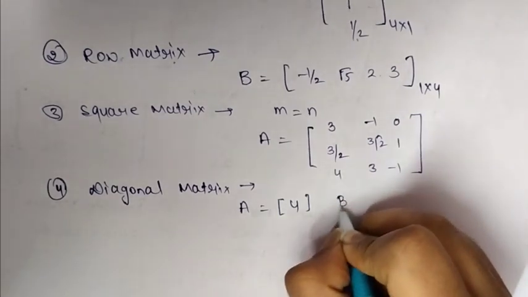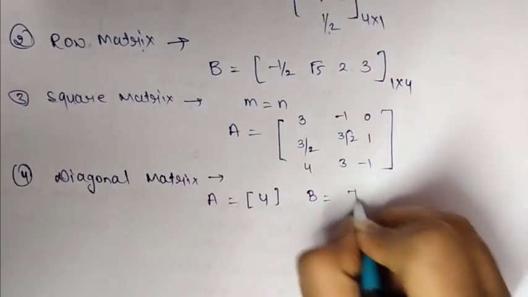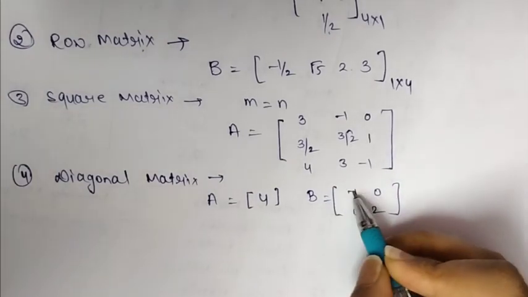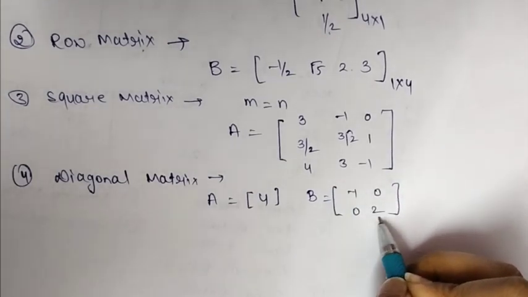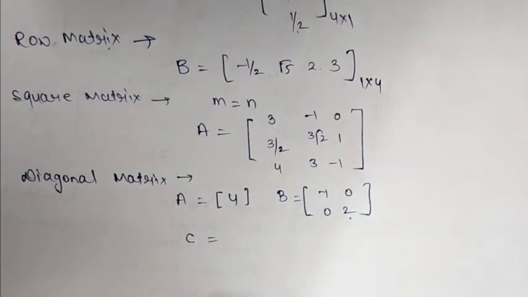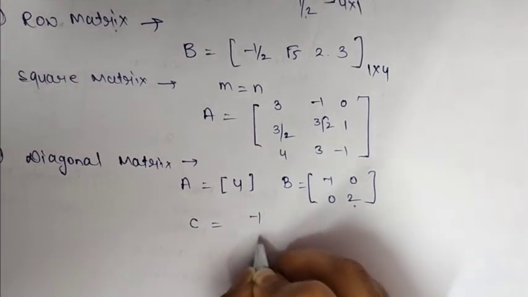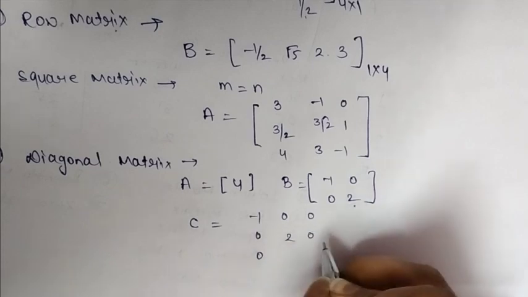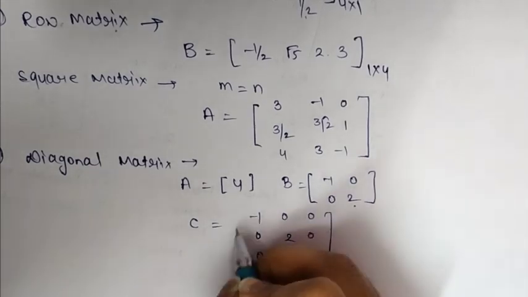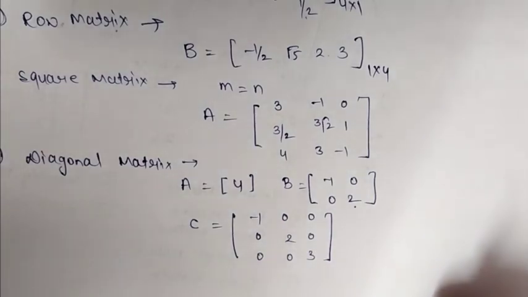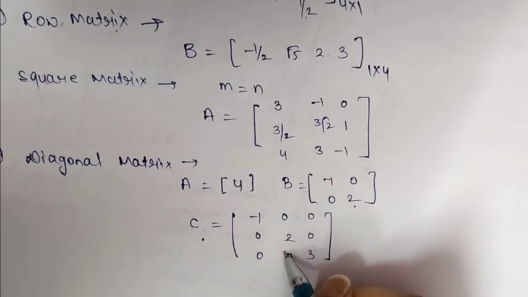Okay, when we take B, another matrix such as -1, 0 and 0 and 2. So here we have -1 and 2. Then this is a diagonal matrix. Another example we can say that C is equals to -1, 0, 0, 0, 0, 2, 0, 0 and 3. Here you can see the non-diagonal elements are 0 in C, then this is also a diagonal matrix.